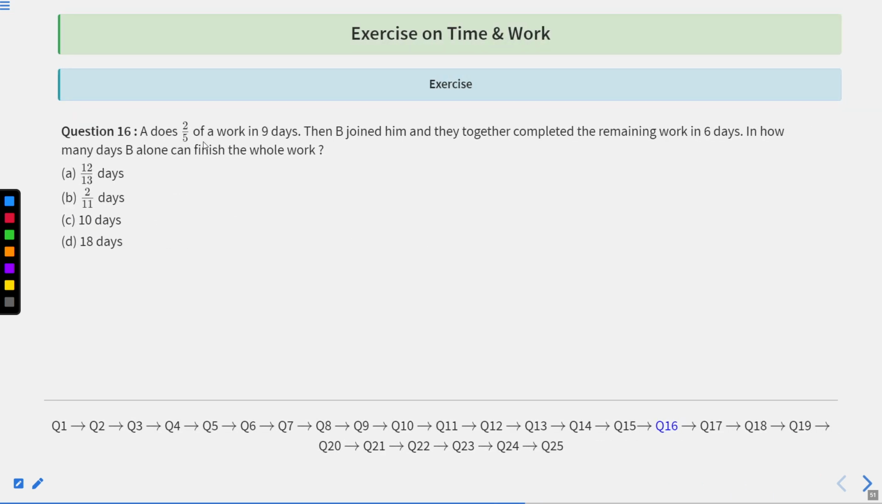A does 2/5 of the work in 9 days. B joined him and they together completed the remaining work in 6 days. In how many days can B alone finish the whole work?